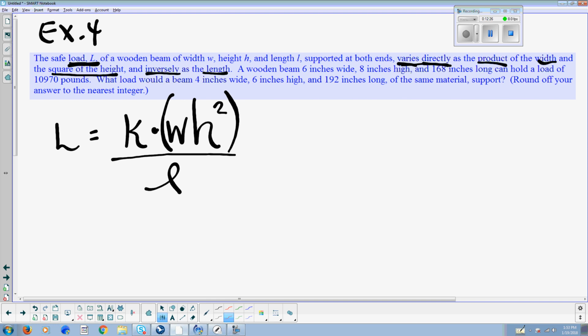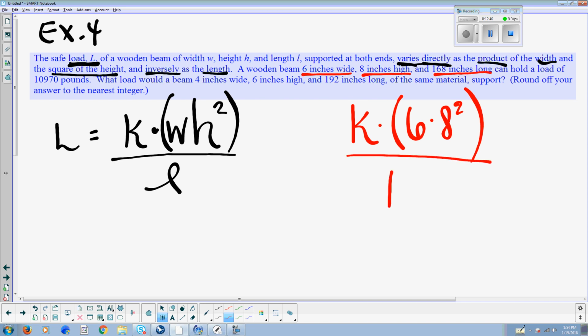Part 2, we're going to substitute in given values and solve for k. So a wooden beam that is 6 inches wide, so we're not going to know what k is, but 6 inches wide, 8 inches high, so the height is squared, and 168 inches long, that's the length, can hold a load of 10,970 pounds. So that is L. We're going to use that information to solve for k, our constant of variation.